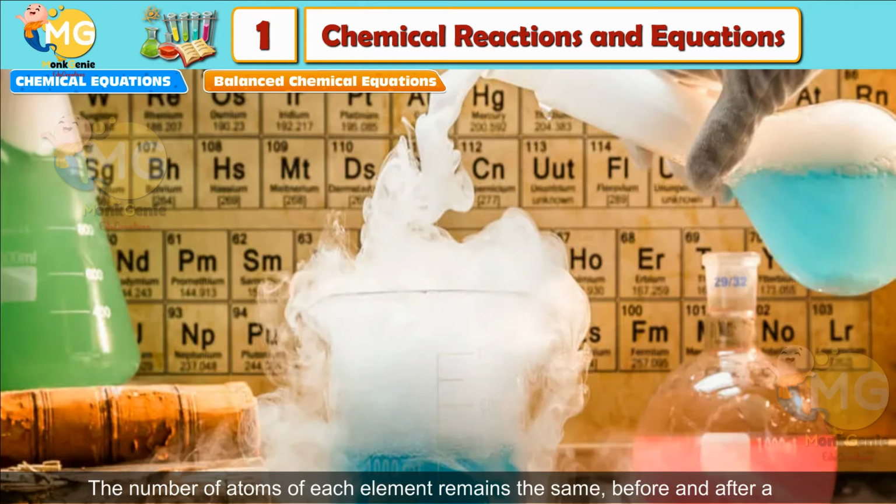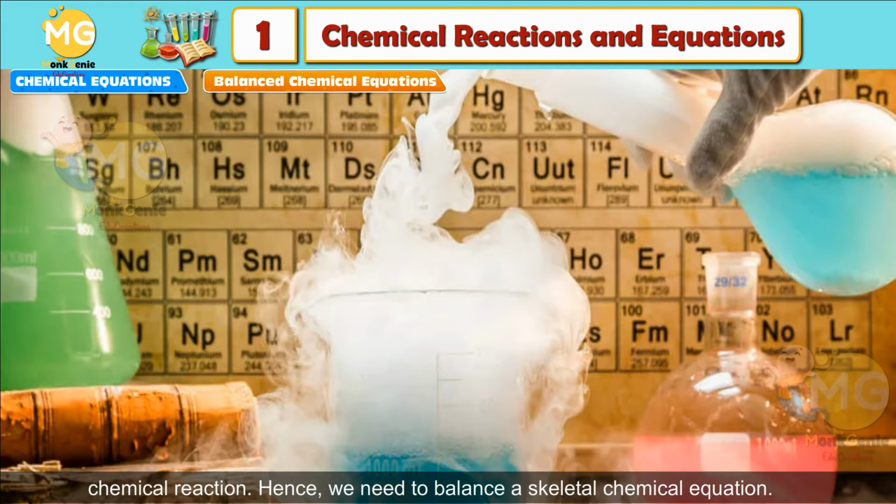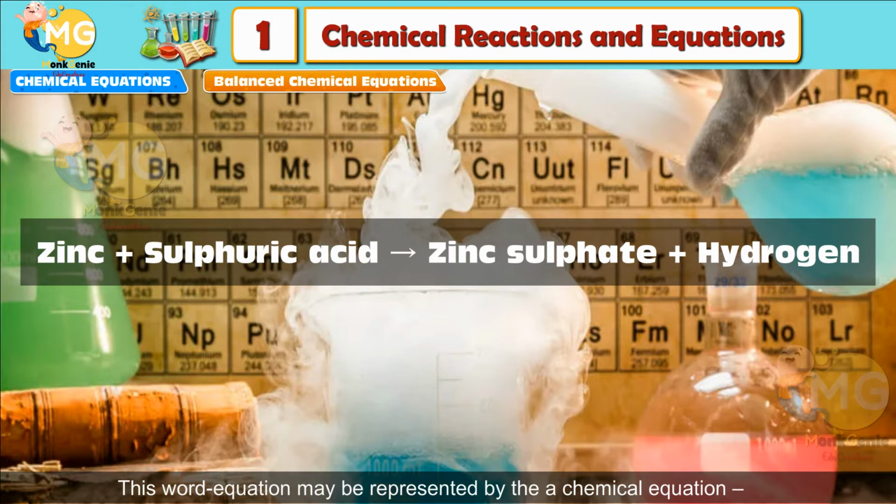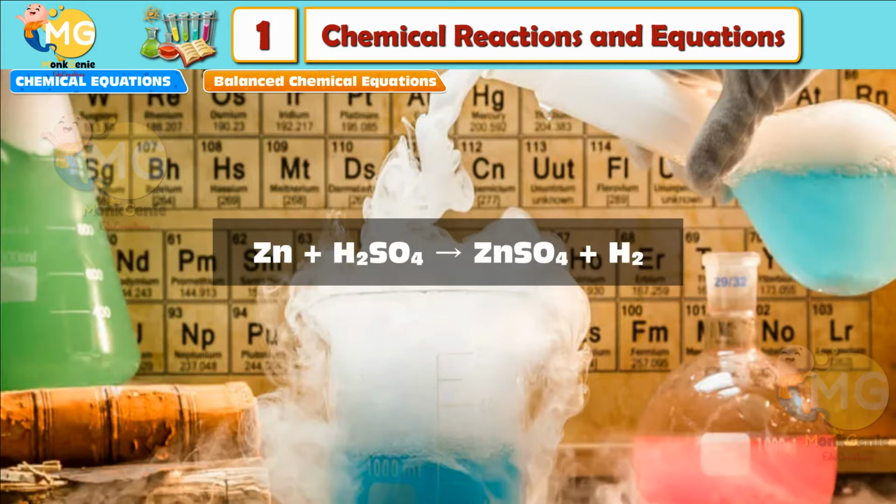The number of atoms of each element remains the same before and after a chemical reaction. Hence, we need to balance a skeletal chemical equation. Zinc plus sulfuric acid gives zinc sulfate plus hydrogen. This word equation may be represented by the chemical equation Zn plus H2SO4 gives ZnSO4 plus H2.